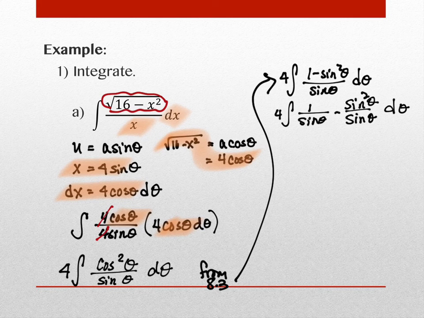All right, so let's clean this up one step more. What is 1 over sine of theta? Cosecant. Very good. Remember that for your antiderivatives. Some of you are still working on that. What is sine squared over sine? That's just sine. Okay, everybody good?